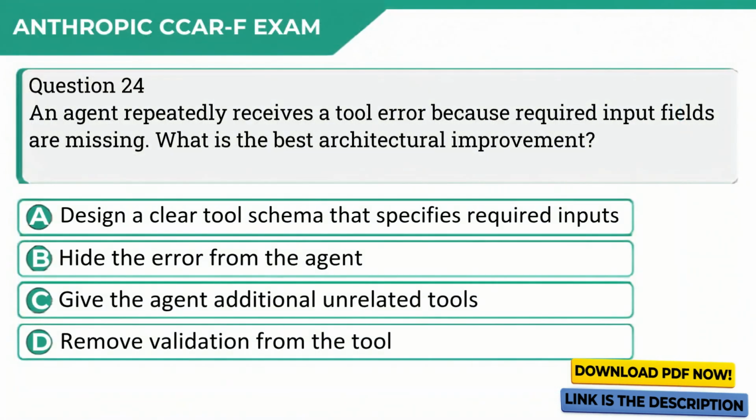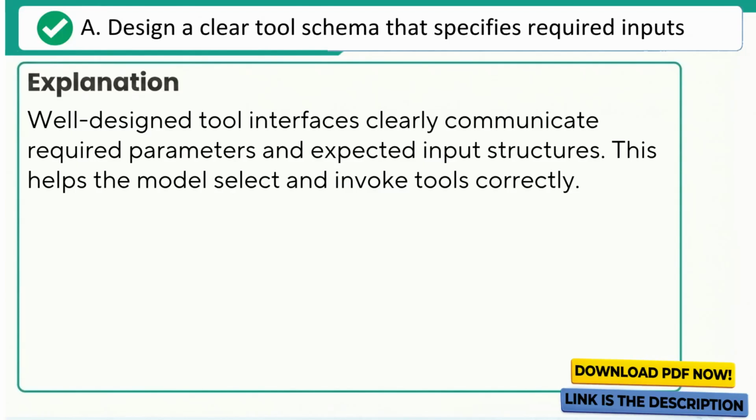Question 24. An agent repeatedly receives a tool error because required input fields are missing. What is the best architectural improvement? A. Design a clear tool schema that specifies required inputs. B. Hide the error from the agent. C. Give the agent additional unrelated tools. D. Remove validation from the tool. Correct answer, A. Design a clear tool schema that specifies required inputs.